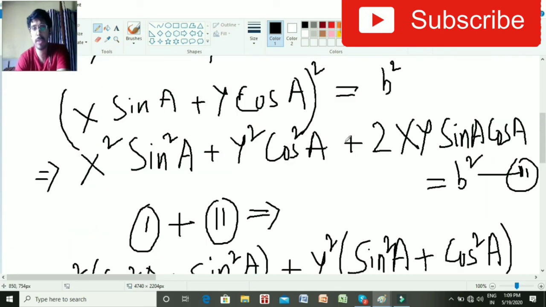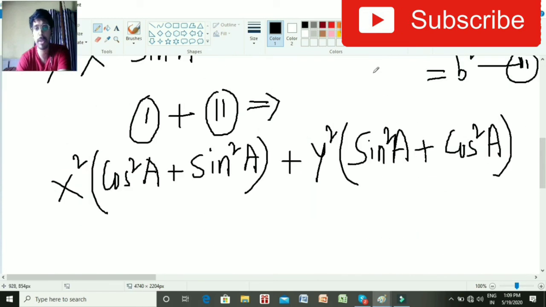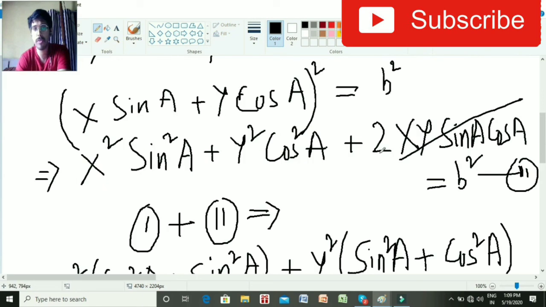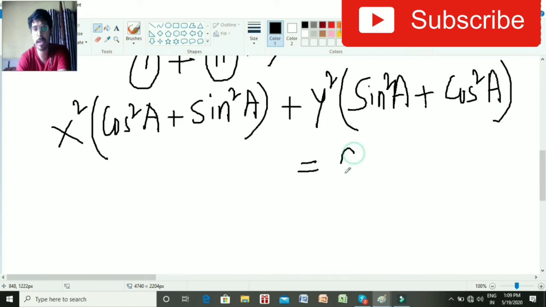And finally we have minus 2xy cos A sin A and we have plus 2xy cos A sin A. So we can directly cut this one, because when we are adding, we have a minus and we have a plus, so automatically we can cut this. For the RHS we have a square and b square, so it will be a square plus b square. So this is equation number 3.